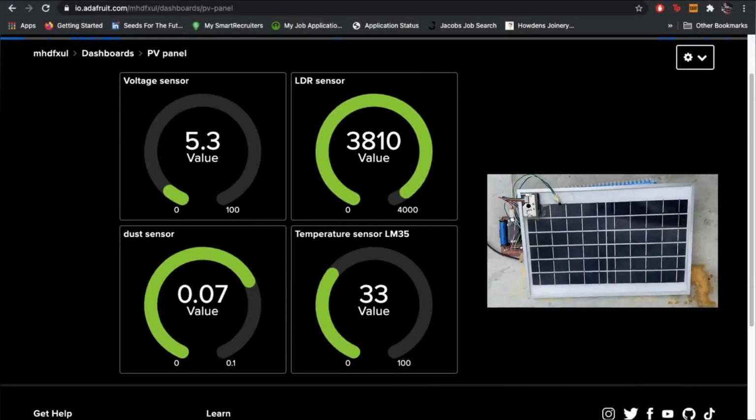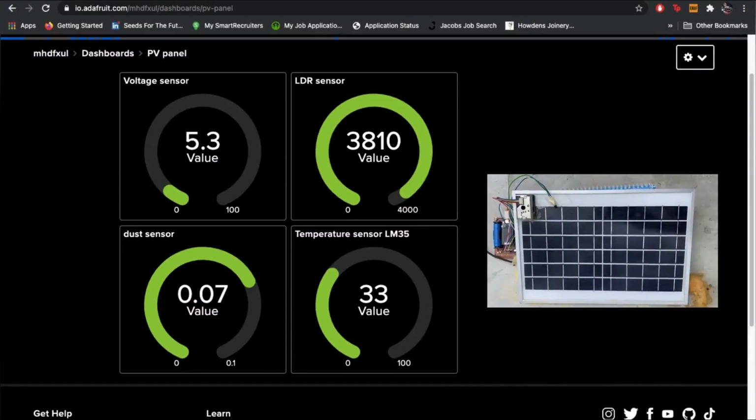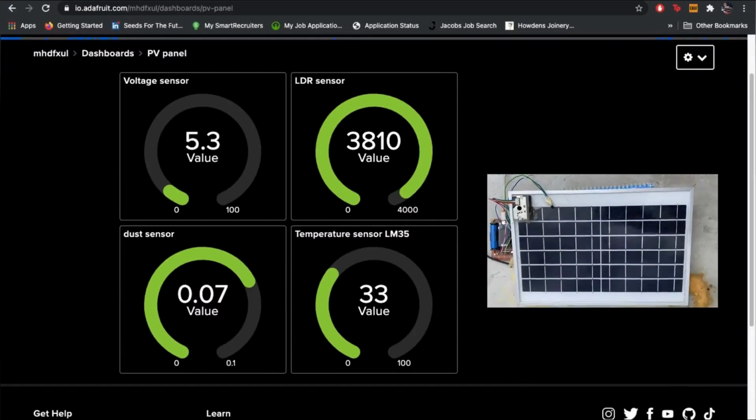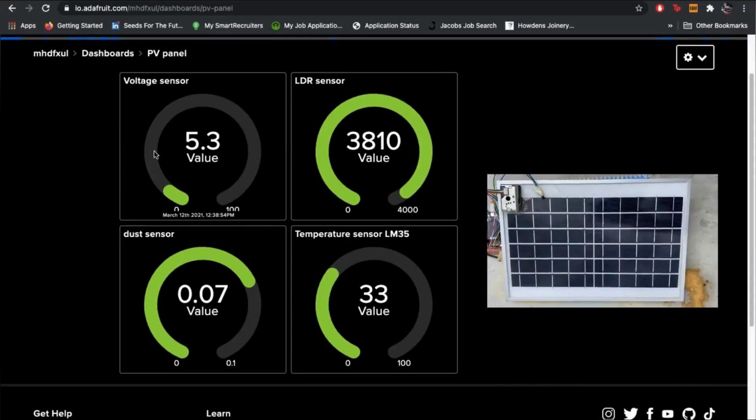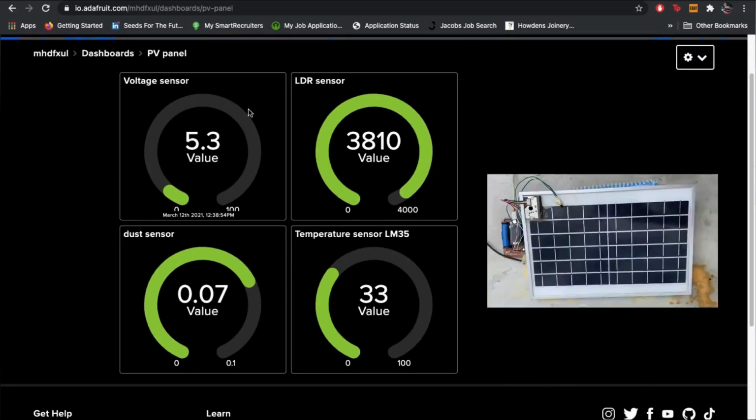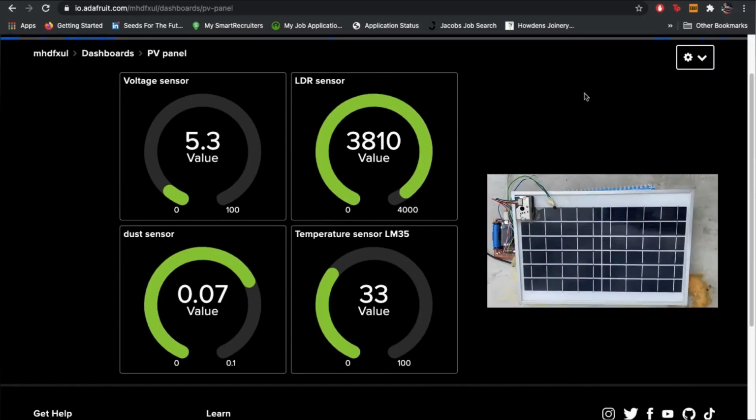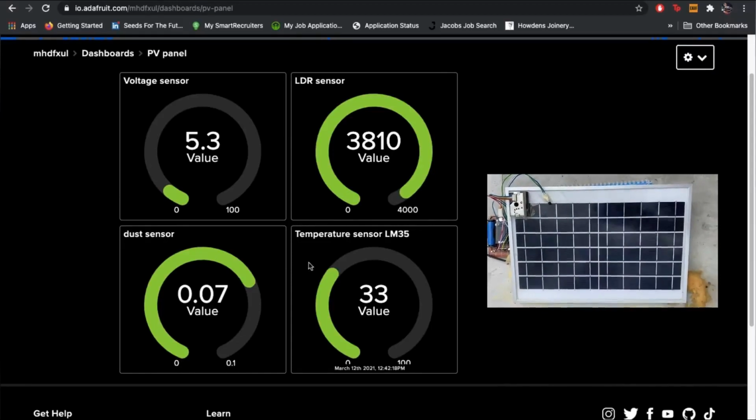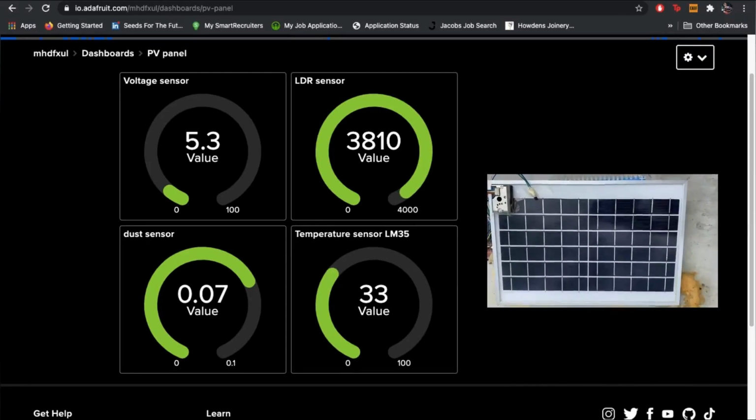On the Adafruit platform, it shows the data readings sent by the ESP32 from its respective sensors. As we can see here, the first column is the voltage sensor. It displays a value of around 5.3, so the voltage for a clean panel is higher than the dirty panel. The second column is the LDR sensor. The value displayed is less than 4000. And the third column displays the temperature sensor LM35. It displays the temperature detected by the sensor.